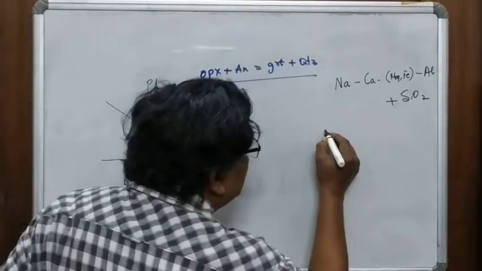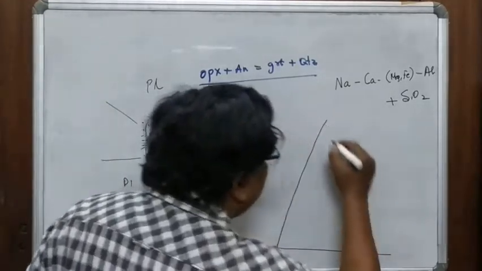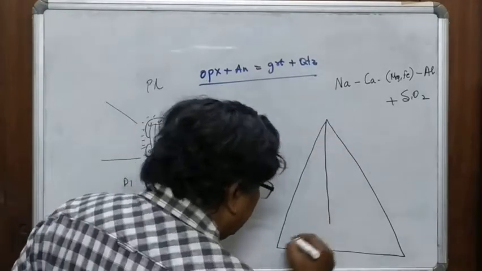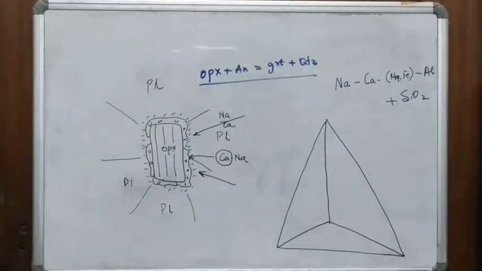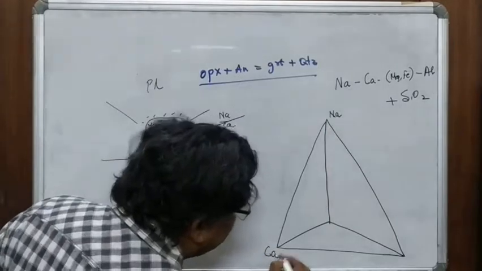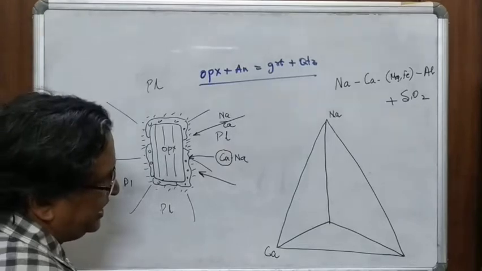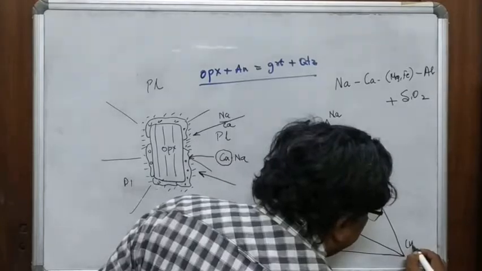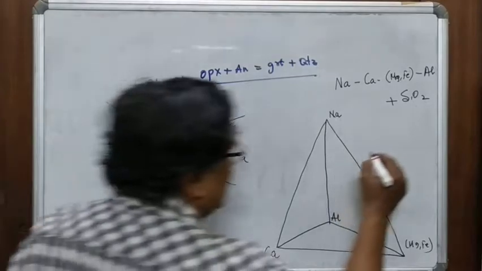Now let me try and draw this diagram for you. It's not very easy for me to draw because it's a perspective drawing, and I am no Leonardo, no Picasso. So this is sodium, this is calcium. Let's say this is aluminium, and this is magnesium by iron. Okay? Plus Si.